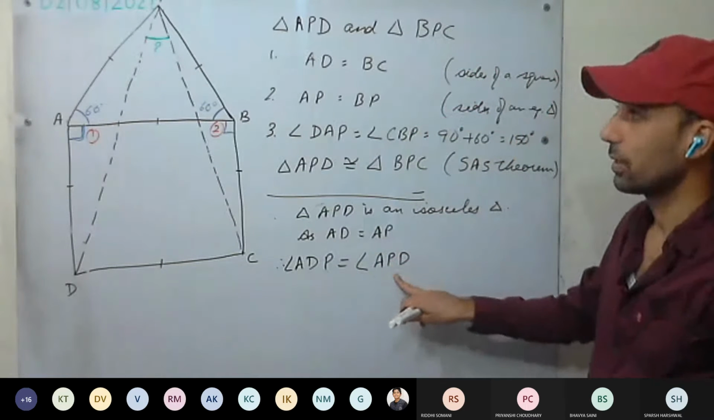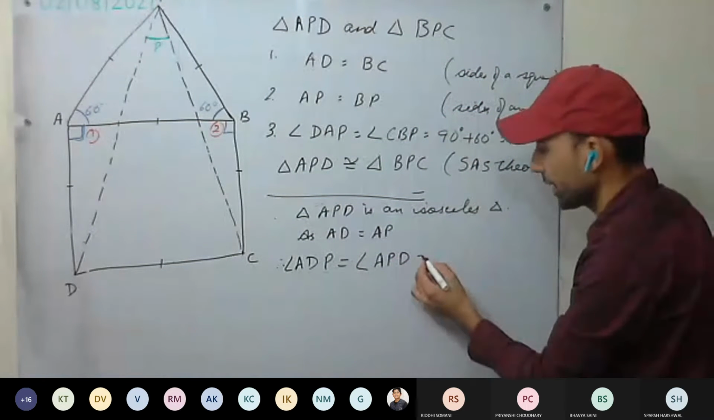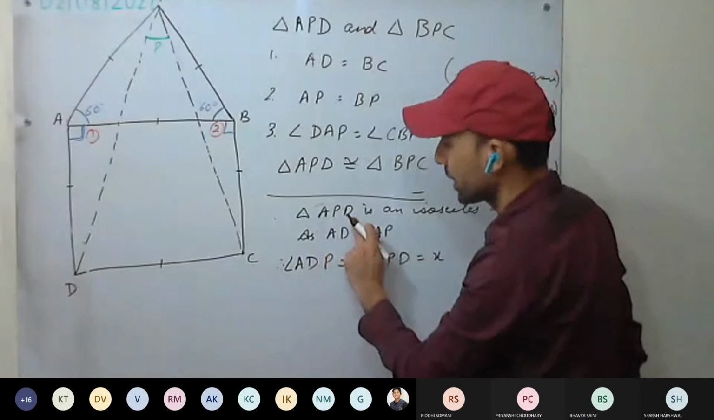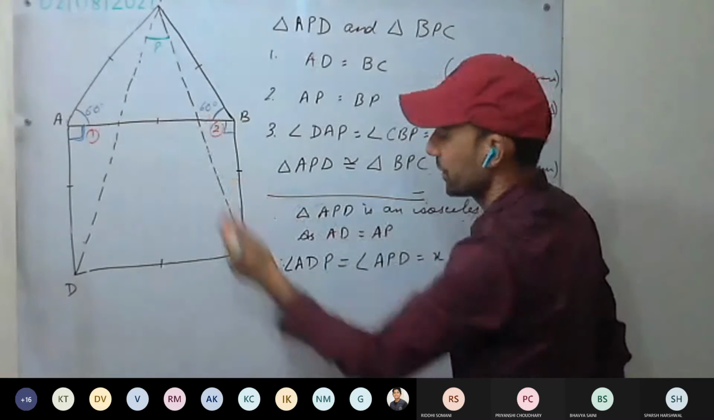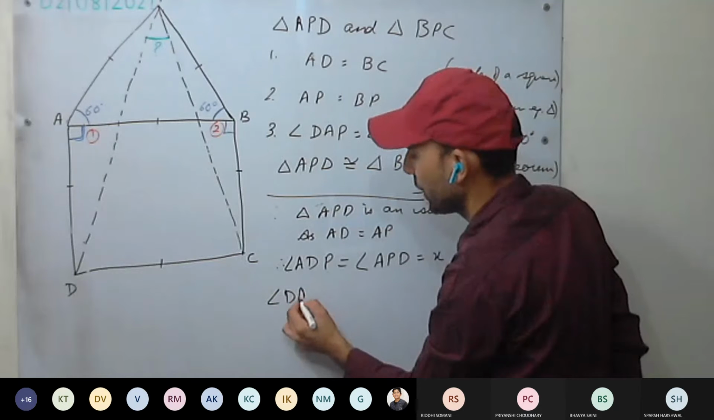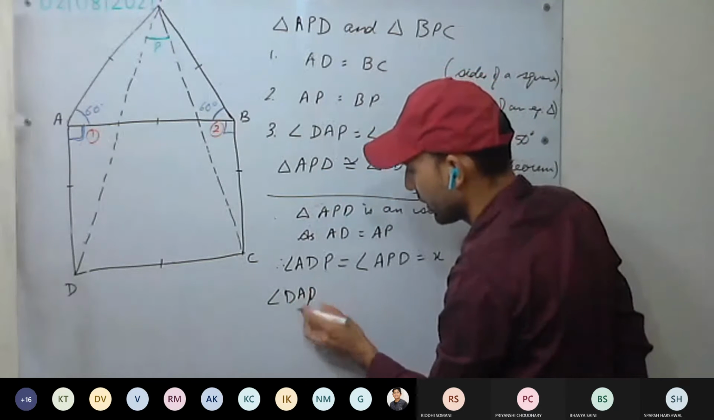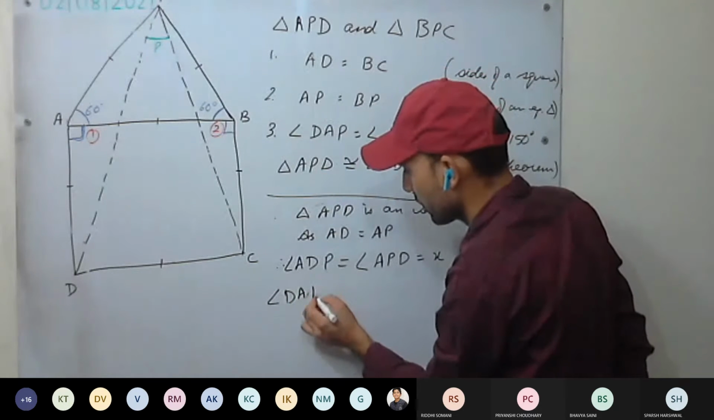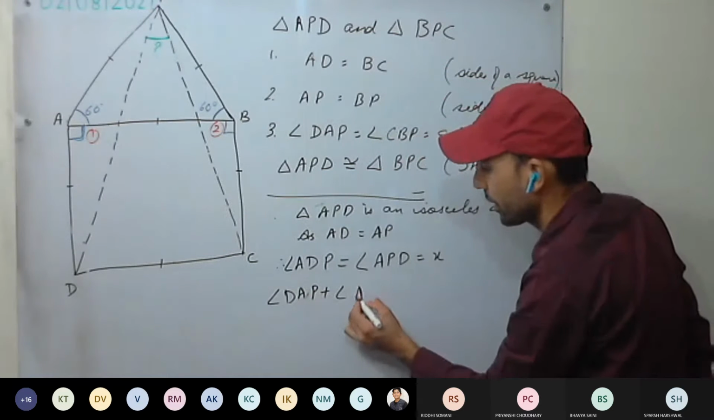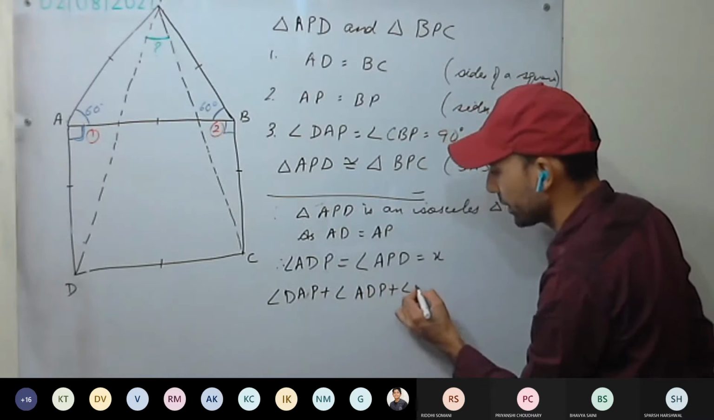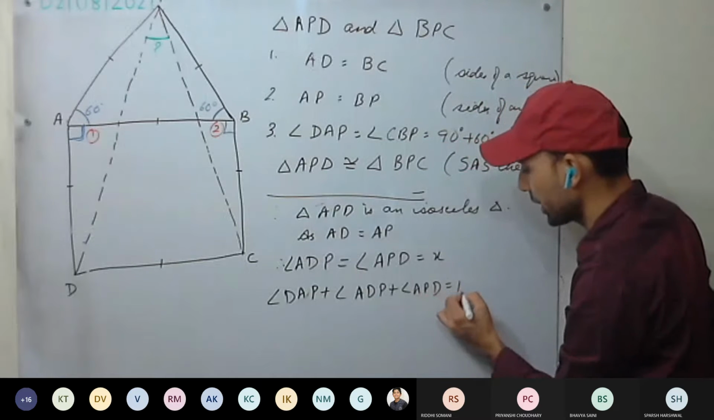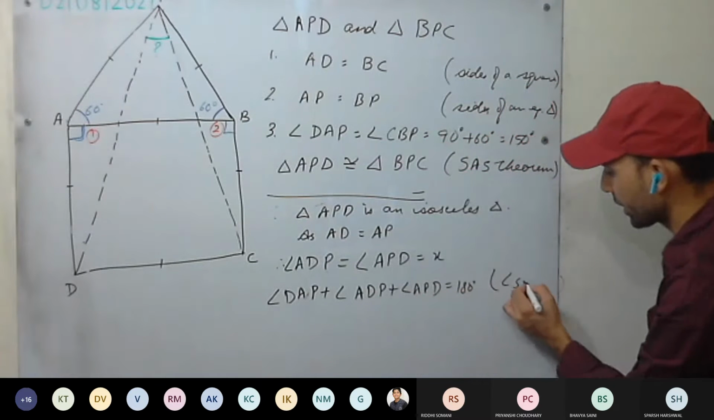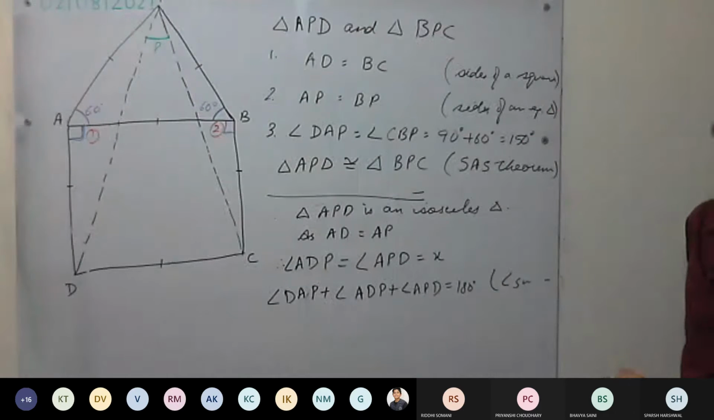These two angles will be equal. You can take them as x. Now, in this triangle, by the angle sum property, you take angle DAP plus angle ADP plus angle APD, all the three angles you add. How much is it? 180 degrees. Angle sum property of the triangle, you can write that.